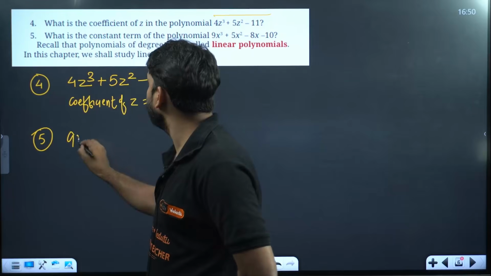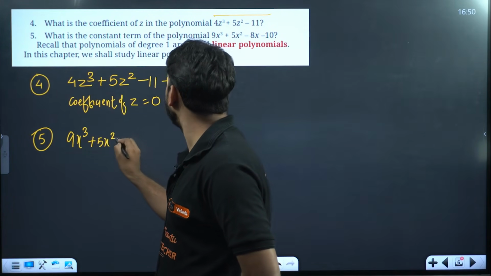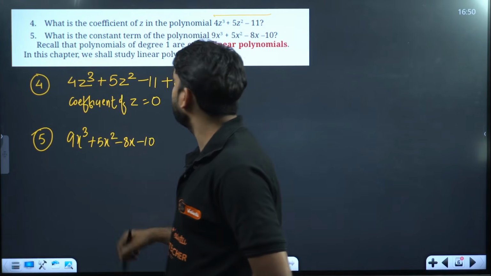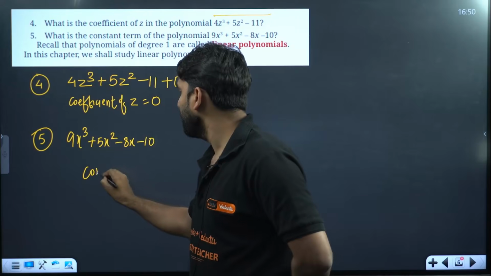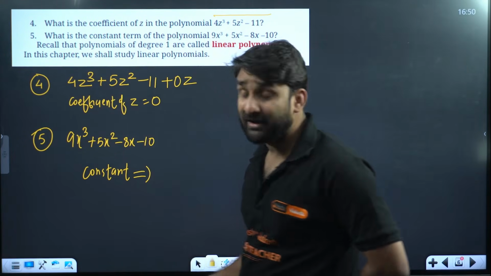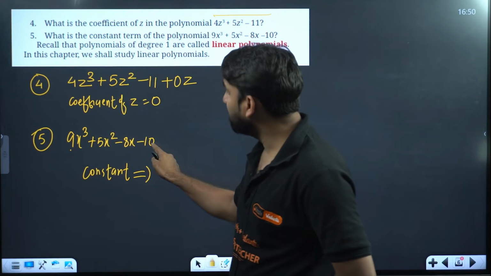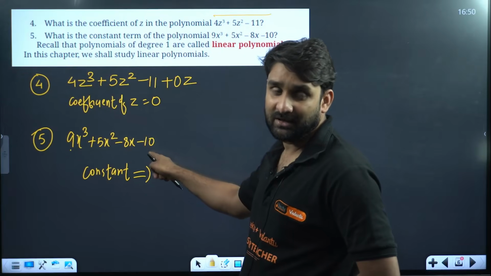So we have the polynomial 9x cube plus 5x square minus 8x minus 10, and the question is asking us to find the constant term. We all know constant terms are the terms which do not have any variable. So this has a variable, this has a variable, this has a variable. The only term which does not have any variable is the last term, and that is 10.